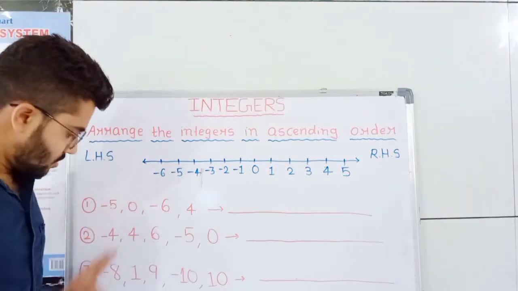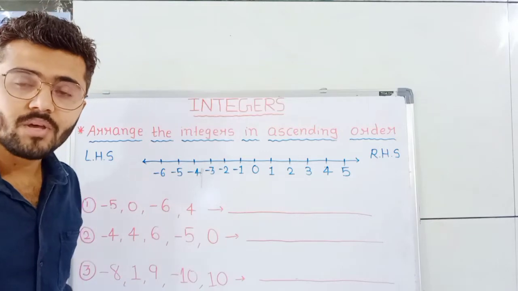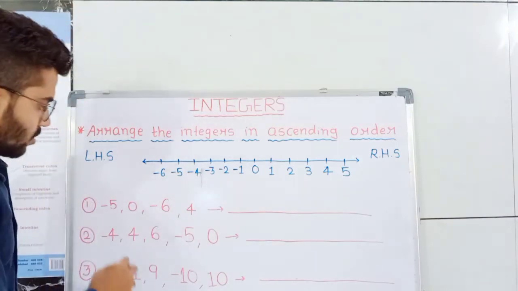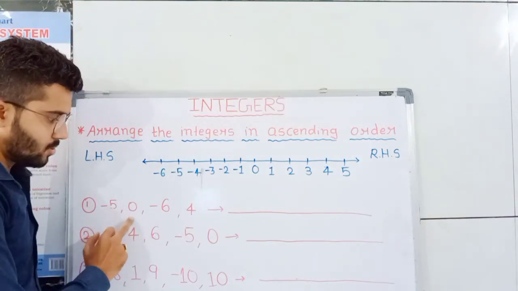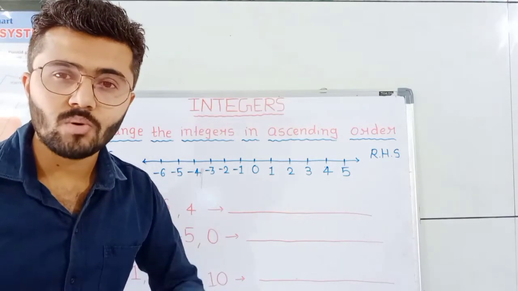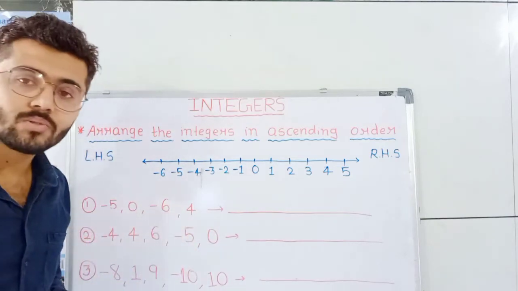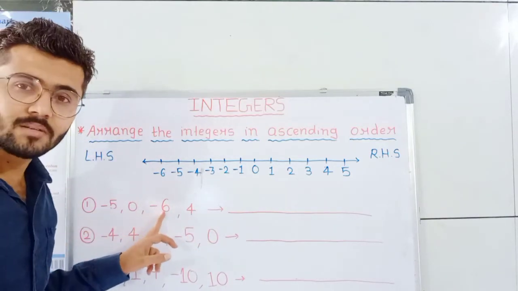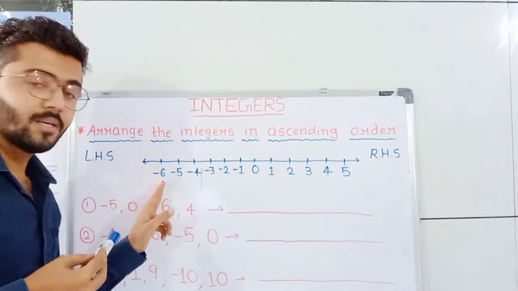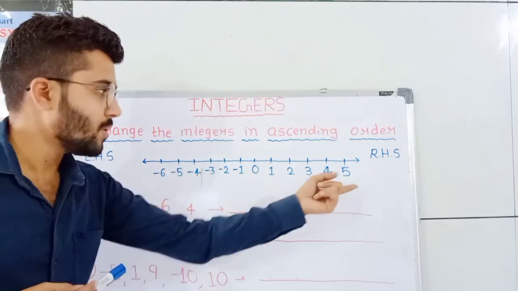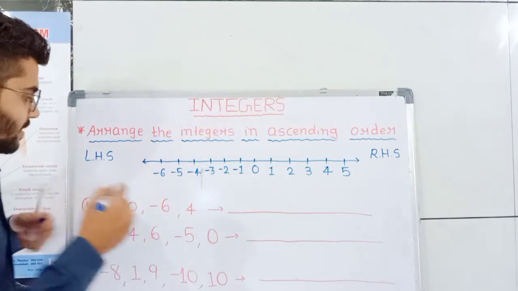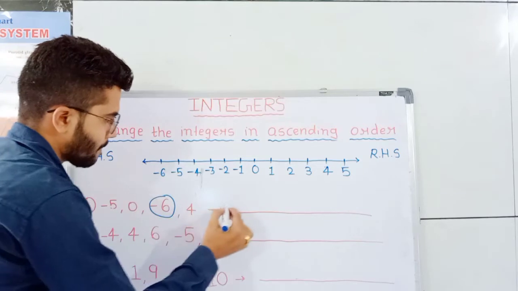So here 3 questions are given to us. We have to arrange these integers in ascending order, means smaller to greater. So let us see. -5, 0, -6 and 4. इन असेंडिंग ऑर्डर सबसे पहले छोटा नंबर, सो इनमें से सबसे छोटा नंबर कौन सा है? -6, बिकॉज ये -6 सबसे लास्ट में आता है नंबर लाइन पे. यहाँ पे जो नंबर लाइन दी है वो सभी नंबर के लेफ्ट हैंड साइड में है, तो सबसे छोटा नंबर है. सो वी राइट फर्स्ट -6.